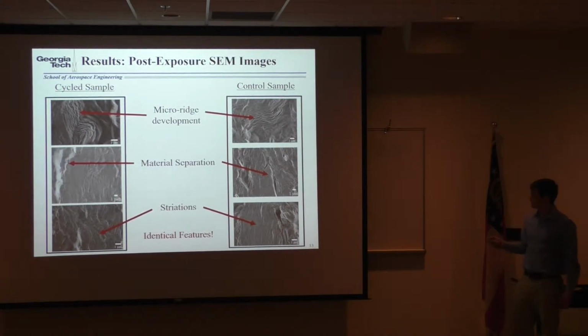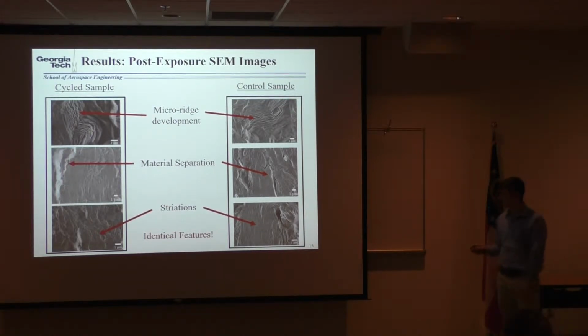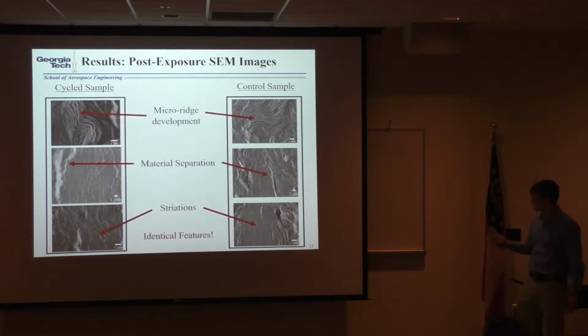And so the first thing we did was we took advantage of the fact that we can take these electron microscope images that nobody else can, and we tried to see if there were any qualitative differences. And we did not see any qualitative differences. What we saw was the same micro-ridge development between the two. We saw material separation, which is likely cracks caused by the thermal load of the plasma itself. And we saw striations, which look a lot like what you see at the bottom of a riverbed due to water erosion. So we see these identical features, and we're like, oh great, so the cracks don't seem to matter. But there's more to the story.